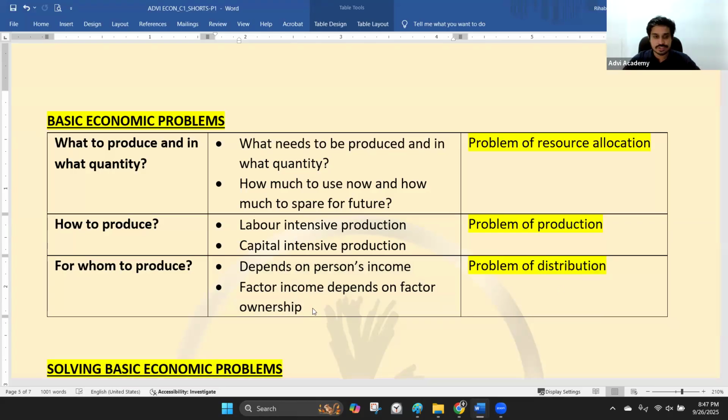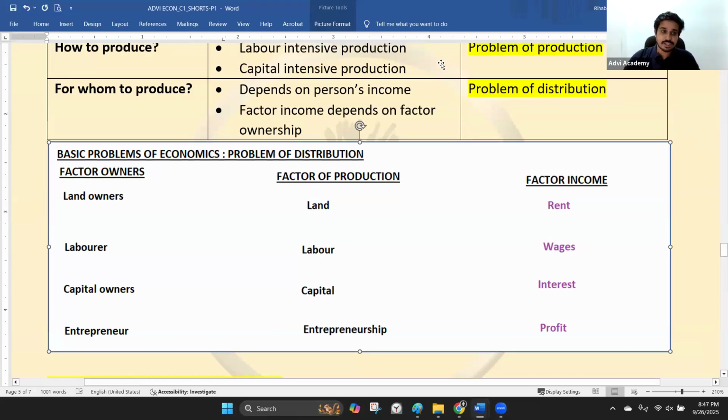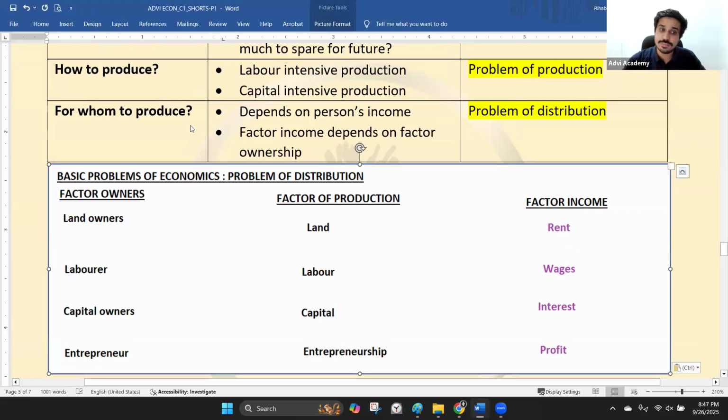So the summary for this is actually this chart. I'll just put it here as well. There are four factors of production. You all know: land, labor, capital, entrepreneurship. Out of that, the factor owners: landowners are the owners of the factor of production, land. Laborers are the labor owners, then capital owners, and entrepreneurs. If you take the incomes that these people earn, we already studied this in the previous section. Land income is rent. Labor income is wages. Capital income is interest. Entrepreneurship income is profit. Now, the question of for whom to produce, we said, depends on a person's income.